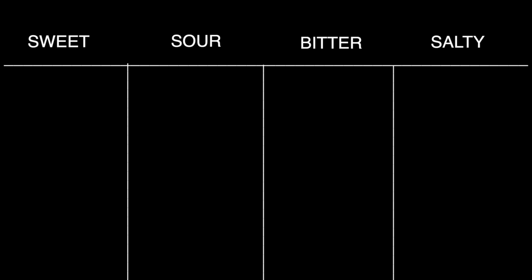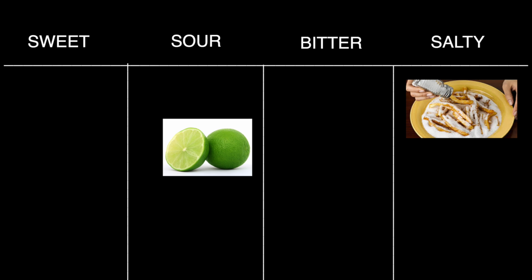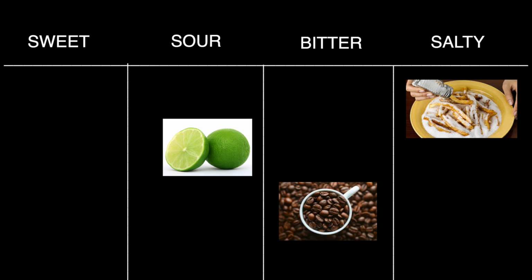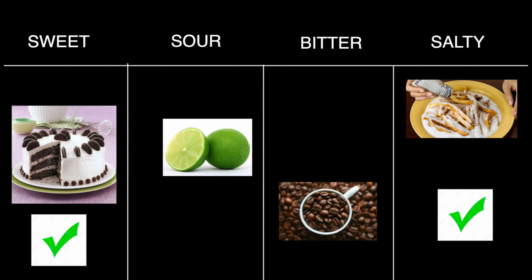Fifth, draw a large 4-column chart on the board. Label the columns with sweet, sour, bitter, and salty. Sixth, display the pictures of various foods from grocery store ads. Have a different student place them in the correct column on the 4-column chart on the board. Verify that all students agree with the placements, and if not, discuss what they think might need to be changed.